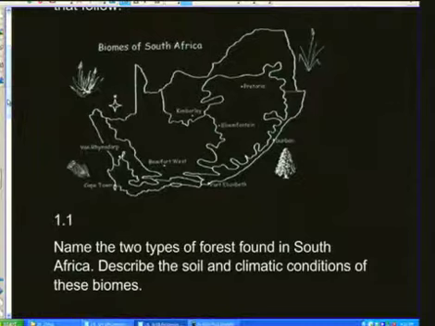I'm sure you recognize this map from last week. It's one of the nicest, clearest maps that I can find to show you the different regions, okay?